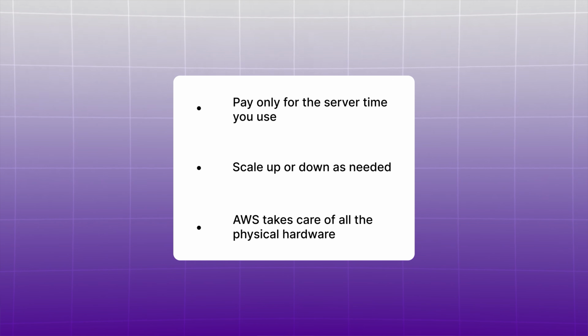But here is why many companies still choose EC2. For applications that need consistent performance or have specific technical requirements, this level of control is invaluable. And that's why EC2 remains one of the most popular AWS services, even with all of the newer, more automated options available. You still get the core benefits of cloud computing. You pay only for the server time that you use, you can scale up or down as needed, and AWS takes care of all of the physical hardware in their data centers. But you also get the freedom to configure everything exactly the way you need it, which for many applications makes the extra management work worthwhile.